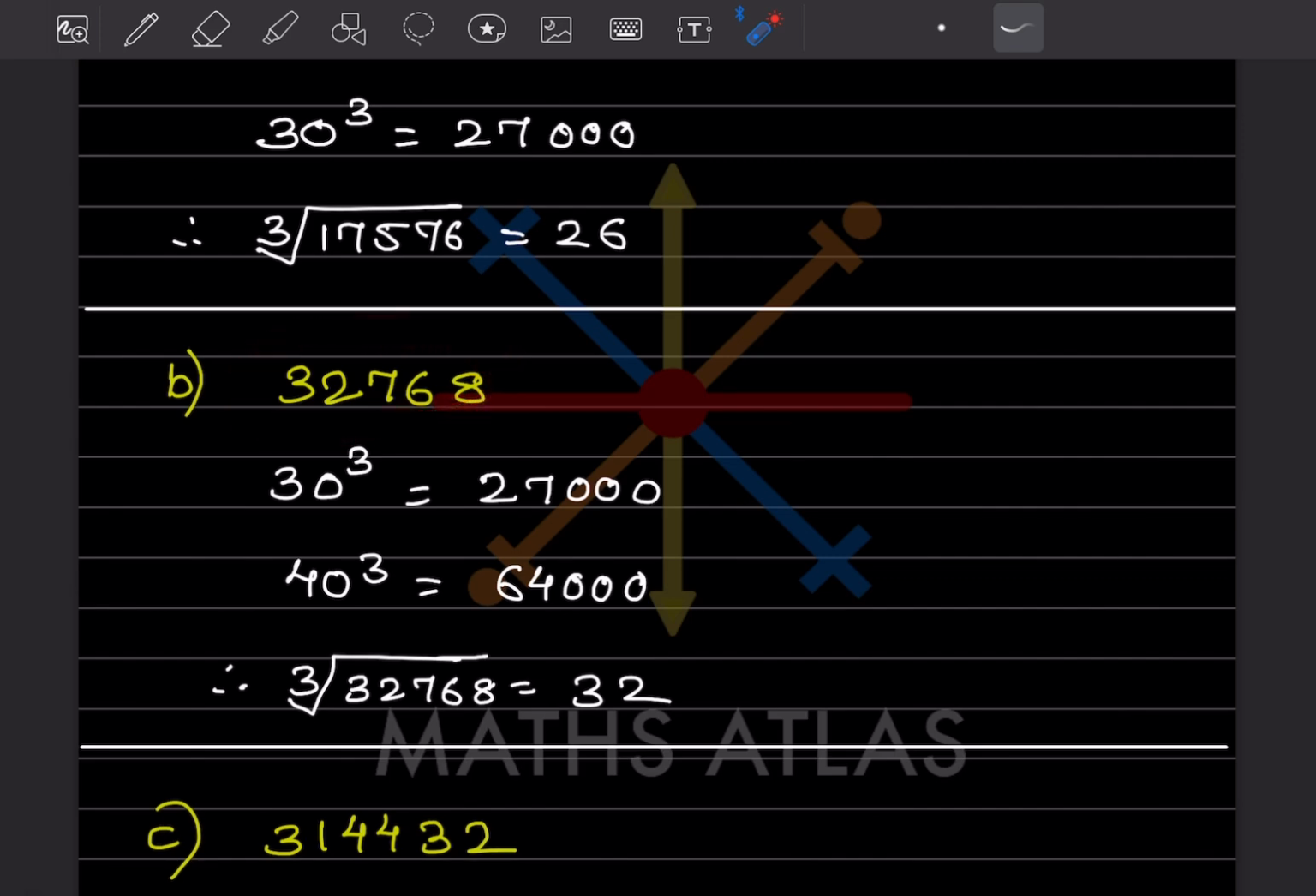Now here, 32,768. So this is going to be in between 30 cube and 40 cube. 30 cube is 27,000 and 40 cube is 64,000. So now you will look at the unit digit. So this is 8.